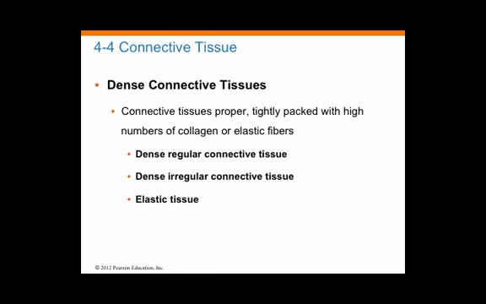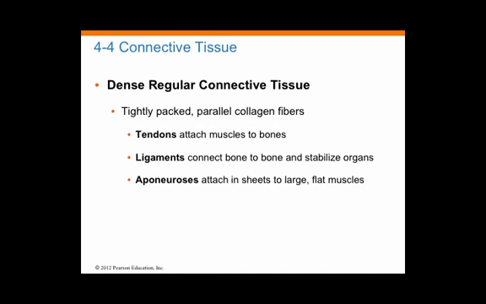Also in dense connective tissues, there are fewer types of cells, the vast majority being fibroblasts or fibrocytes. Dense connective tissues contain either collagen or elastic protein fibers. Both dense regular connective tissue and dense irregular connective tissue contain collagen fibers, whereas elastic connective tissue contains elastic fibers. In dense regular connective tissue, the collagen fibers are densely packed and arranged in parallel. This type of tissue is found in ligaments and fascia.